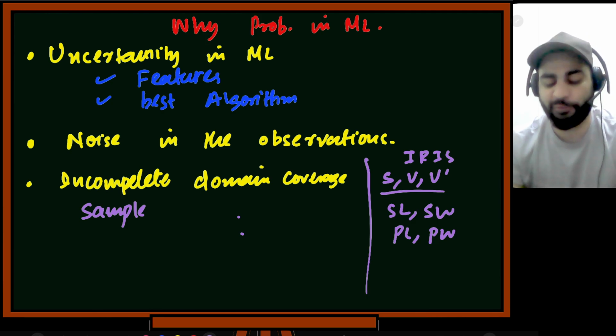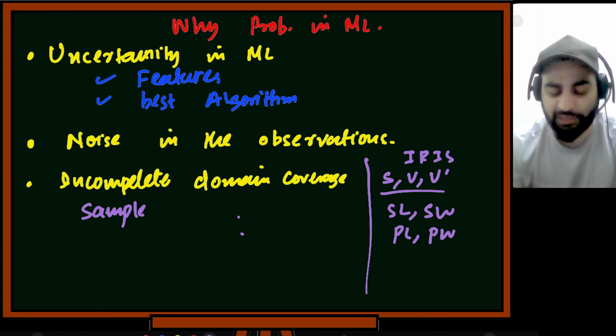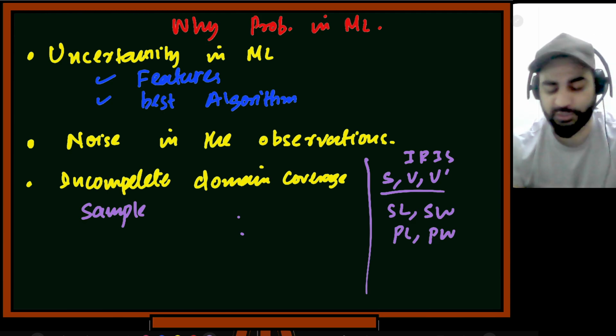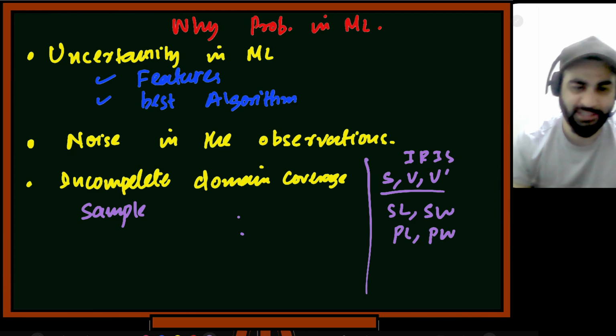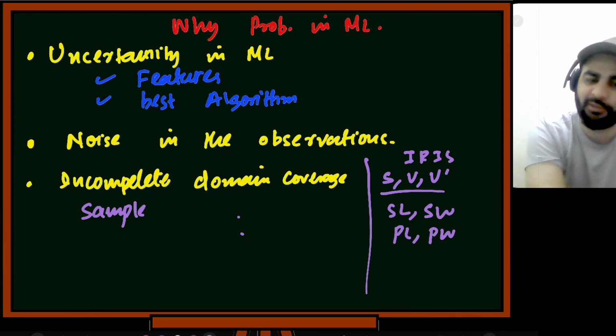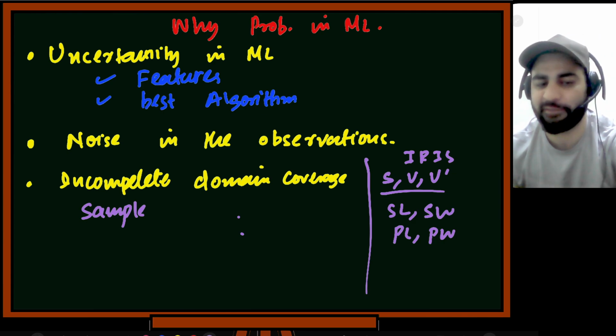So if you have these properties in machine learning, the information is incomplete, there is noise in the observations, you don't know what features to take, there is a lot of uncertainty. To handle this uncertainty, we are using the probability that mathematicians developed in machine learning. Is it clear?